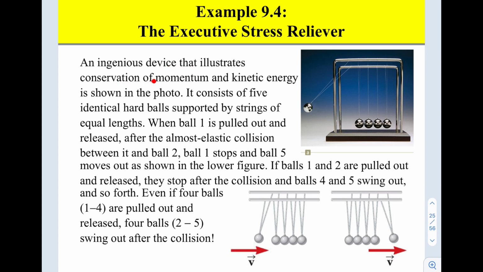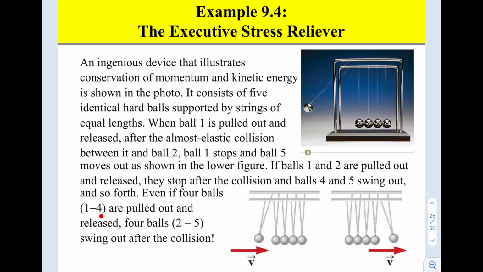An ingenious device that illustrates conservation of momentum and kinetic energy is shown in the photo here. It consists of 5 identical hard balls supported by strings of equal length. When ball 1 is pulled out and released, after the almost elastic collision between it and ball 2, ball 1 stops and ball 5 moves out, as shown in the lower figure. If balls 1 and 2 are pulled out and released, they stop after the collision and balls 4 and 5 swing out, and so forth.